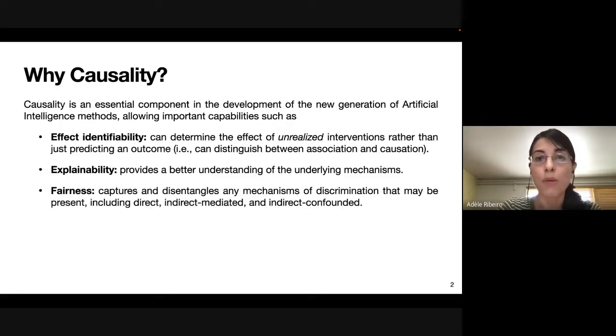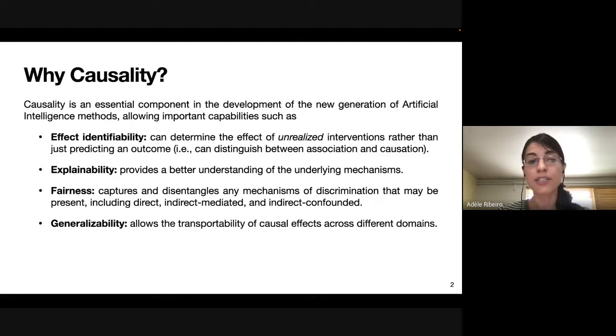Another hot topic in research is fairness, because this is just a particular case of explainability. Since you can explain the mechanisms given some outcome, you can explain if some outcome is due to some mechanisms of discrimination, and this includes direct effects of discrimination or indirect, mediated effects. So we can explain better why the results are being generated.